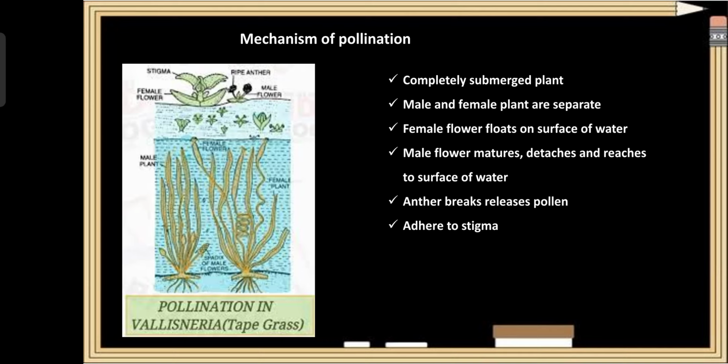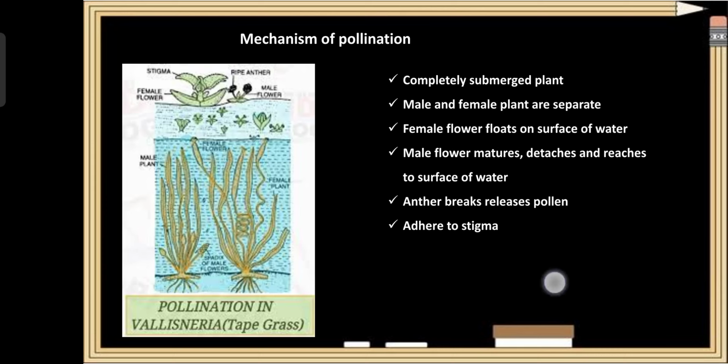When they come in contact with the female flower, the anther breaks and releases the pollen grains. These sticky pollen grains, when they adhere to the exposed stigma, bring about the act of pollination. Once the pollination begins, the stalk of the female flower coils spirally and it is pulled down into the water.